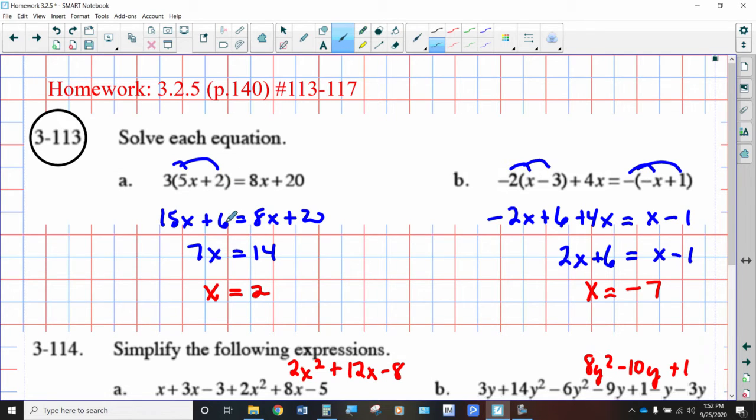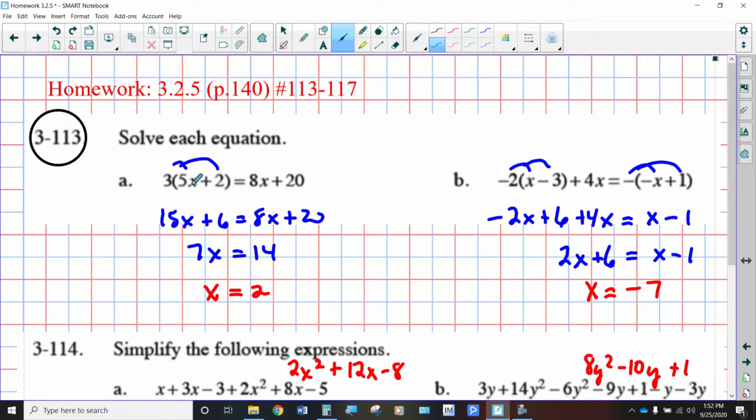So 15x plus 6. Now we can go through the process of subtracting 8 x's from each side and subtracting 6 from each side to give us 7x is equal to 14, and that means that x has to be equal to 2. So, you know, we always want to check it to make sure that that is correct.